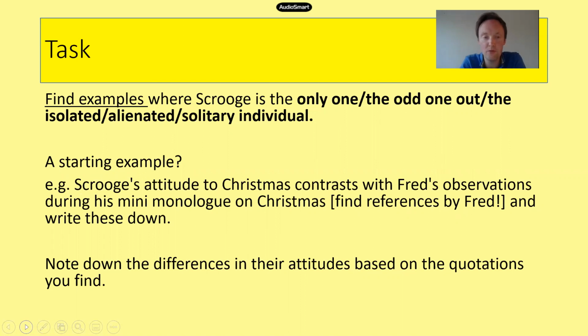There are numerous examples of that. Look at Stave 1 in particular, but even as we continue into the Ghost of Christmas Past and the Ghost of Christmas Present, we will see how Scrooge is the odd one out. There is an example on the screen there for you.